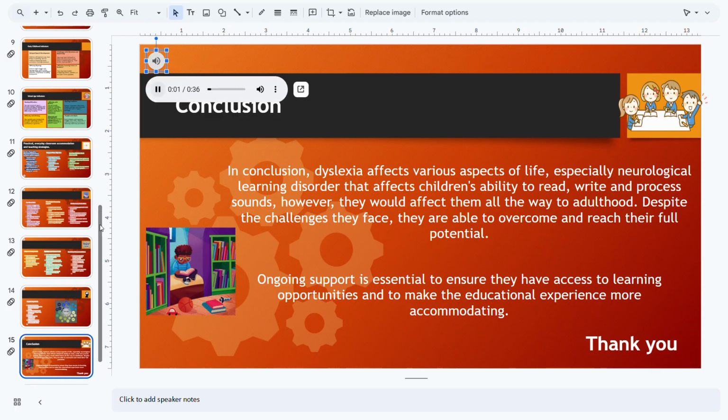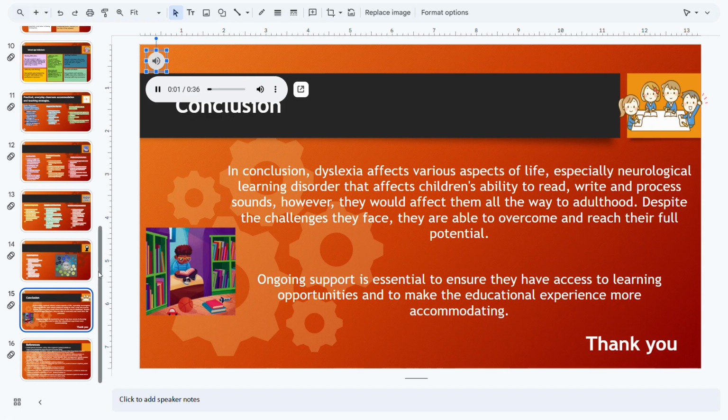In conclusion, dyslexia affects various aspects of life. It is a neurological learning disorder that affects children's ability to read, write, and process sounds. However, this would affect them all the way to adulthood. Despite the challenges they face, they are able to overcome and reach their full potential. Ongoing support is essential to ensure they have access to learning opportunities and to make the educational experience more accommodating.